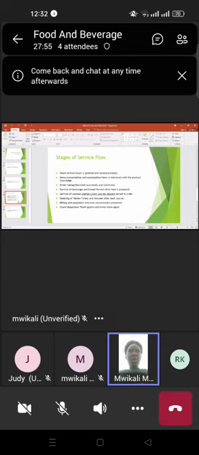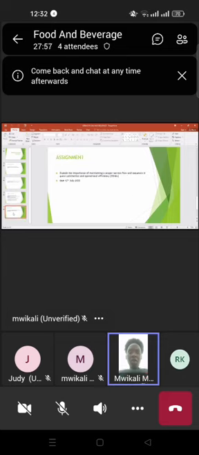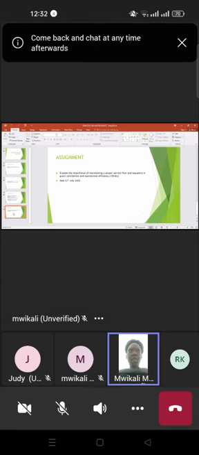So before we end the session, I want to give you an assignment that is supposed to be submitted on 12th July. Explain the importance of maintaining a proper service flow and sequence in guest satisfaction and operation efficiency. Make sure you submit that assignment because I'll mark. It will be out of 10 marks. I'll be marking. Thank you.